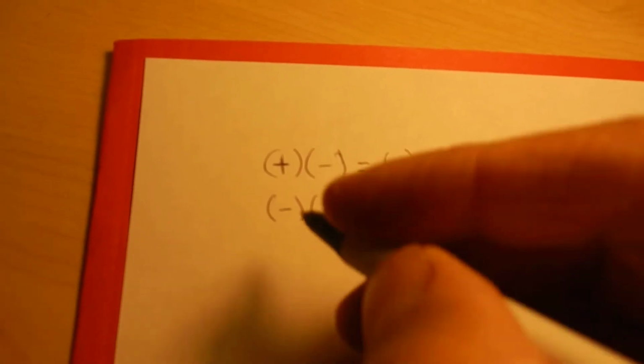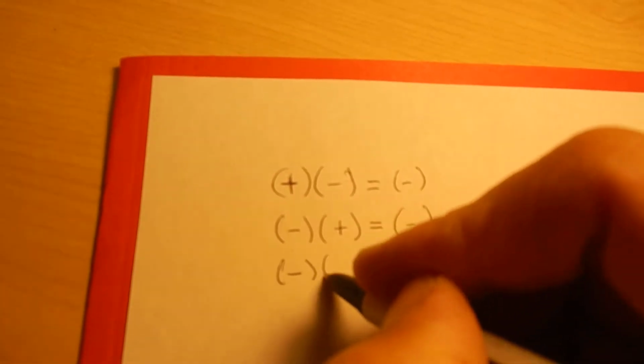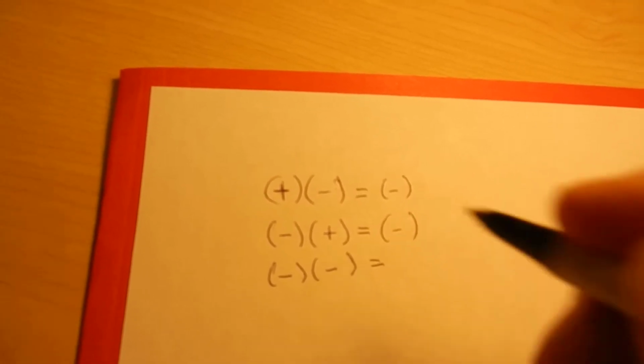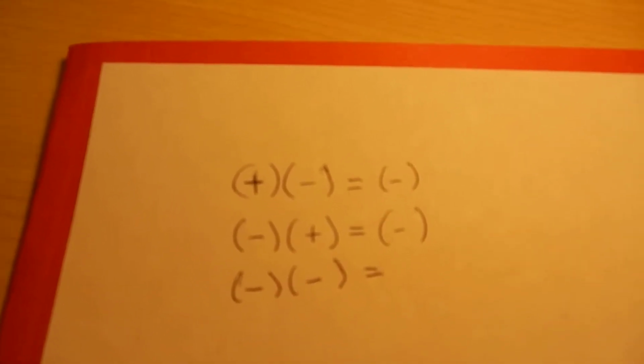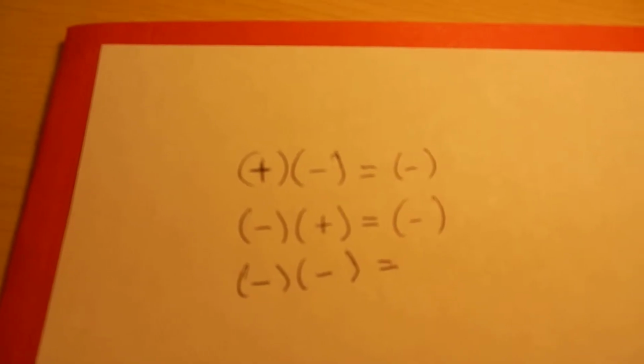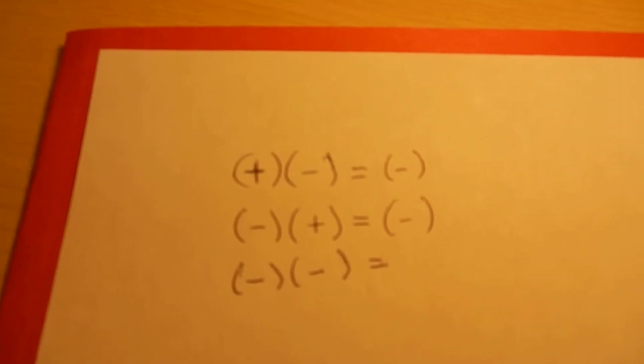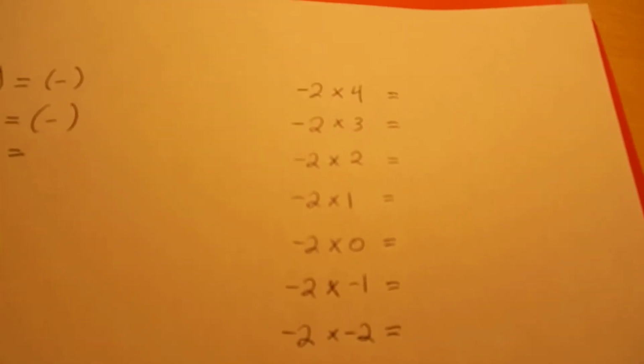So what happens when we do take a negative number and multiply it with a negative number? What is the result? Well, here's how I understand it, and hopefully you can too, as to why. Let's take a look at this series of multiplications here.